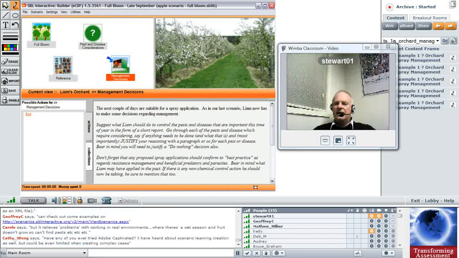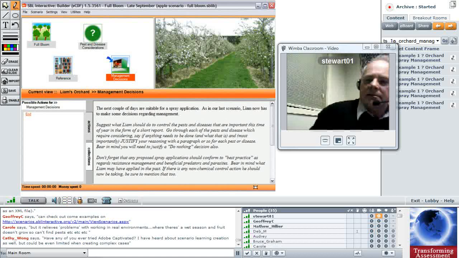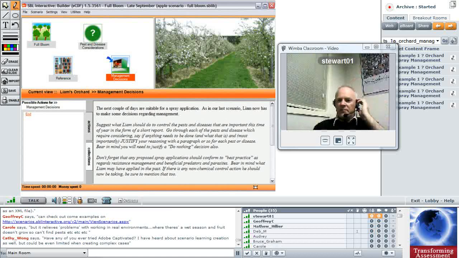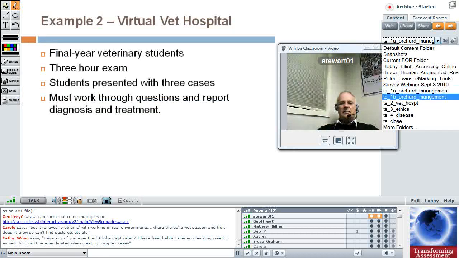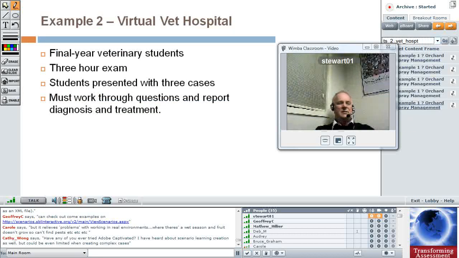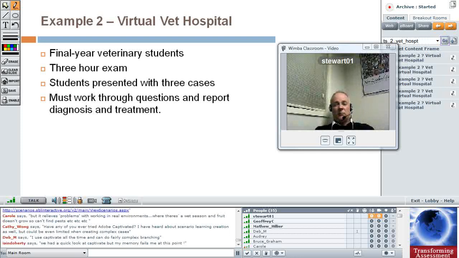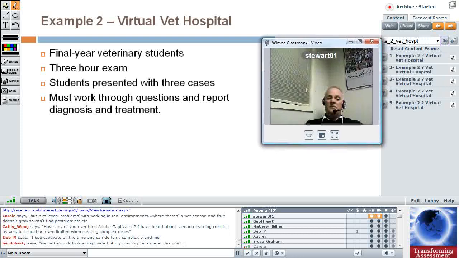Excuse me, I've just got to bring it up. This is one that's used by our vet school. Again, it uses a different type of assessment. Quite a gutsy assessment, I would say. This is the use of scenarios for what is termed a virtual vet hospital. And it was used last year with final year veterinary students.